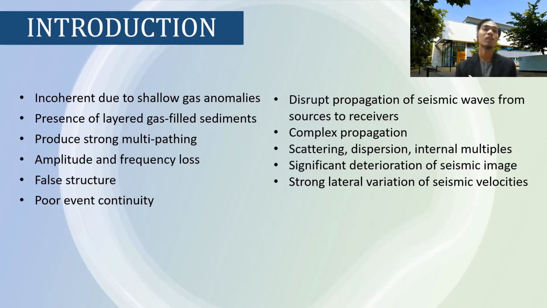The incoherency that we showed in the slide just now is due to shallow gas anomalies. This is because of the presence of layered gas field sediments. The layered gas field sediments will produce strong multi-cutting and will lead to amplitude and frequency loss. This will also be reflected as a fault structure and poor event continuity. The layered gas field sediment also will disrupt the propagation of seismic waves from sources to receivers. In other words, it will give complex propagation.